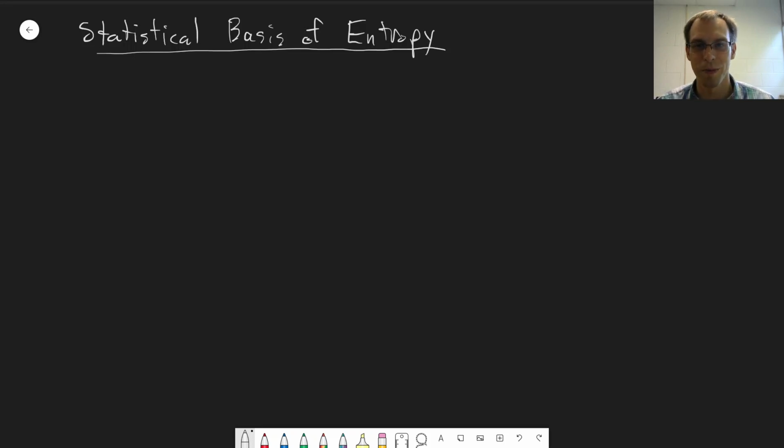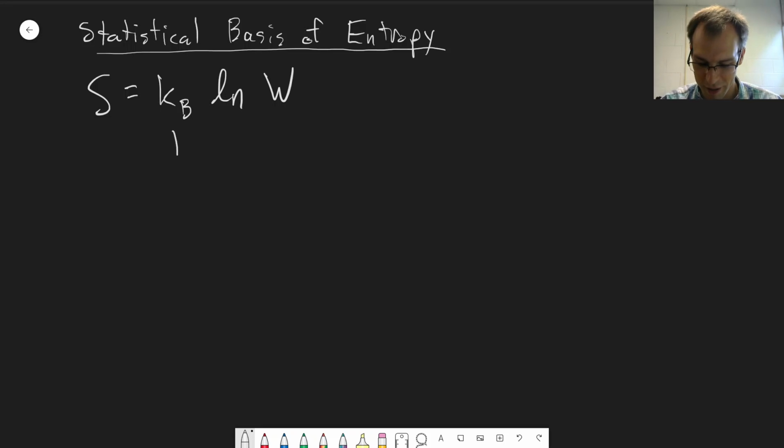And so first, I'll introduce the equation that describes this. Entropy is equal to the Boltzmann constant times the natural log of W, and we'll get into what W means in just a little bit. This equation was postulated by Ludwig Boltzmann, and that constant there is the Boltzmann constant that's named after him.